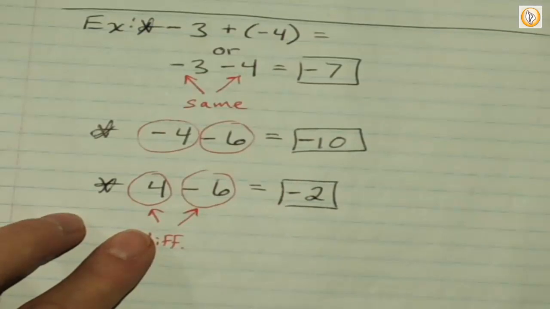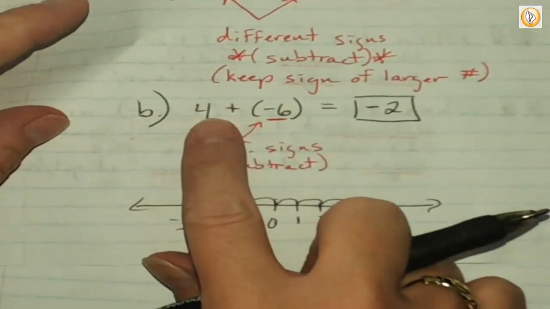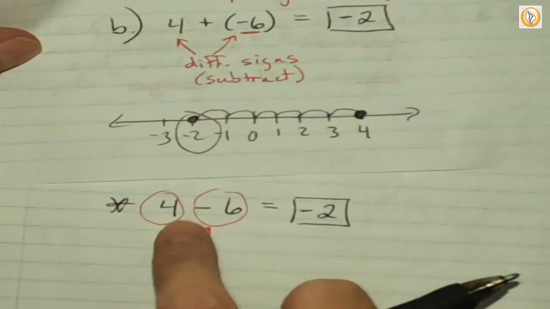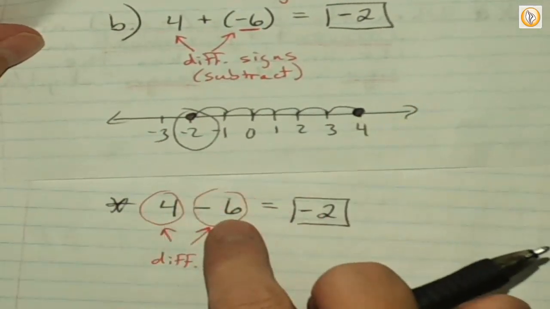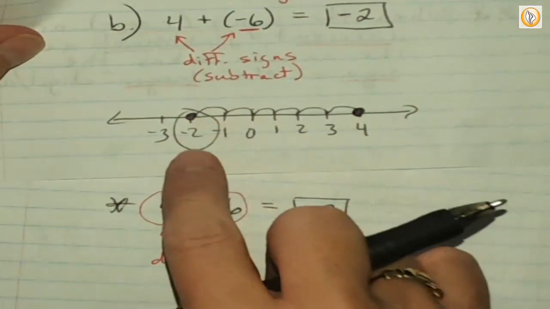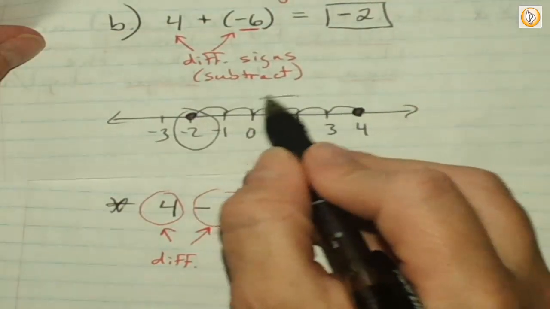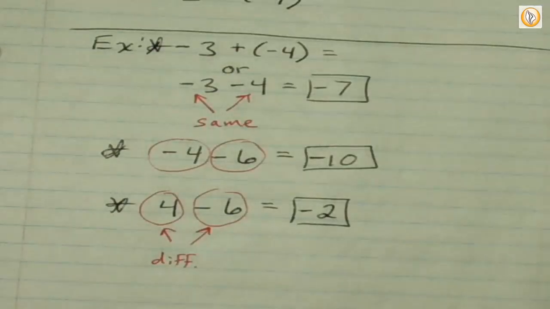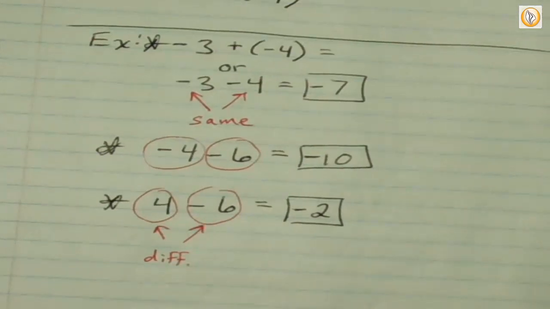Oh, I don't have it. Because 4 minus 6, you're just going to the negative. Oh, right here. So look right here. 4, right here. We start here. And then the other digit is a negative 6. So we went 6 places to the left. It's negative 2. So it is the same thing, but you have to start looking at these individually.